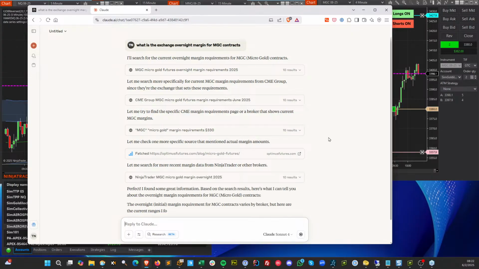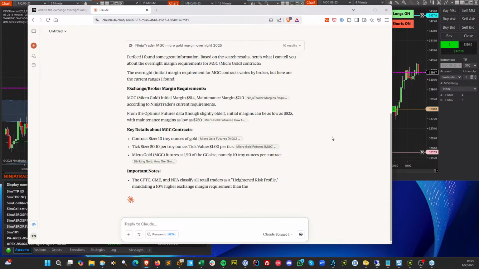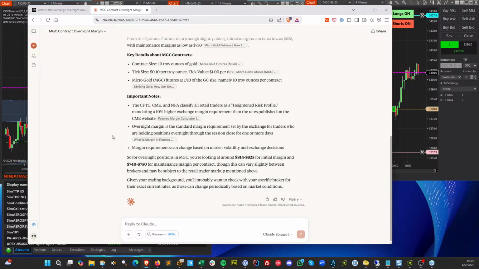Okay, looks like Claude found something. So Claude's saying 750. That's NinjaTrader. I need the exchange ones though. Yeah, so I think this is low.